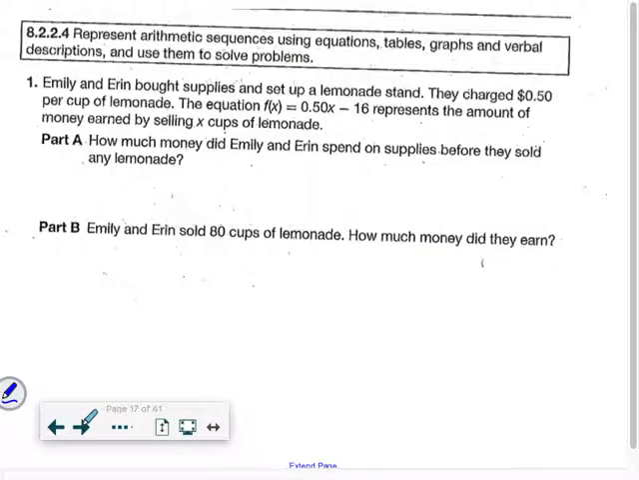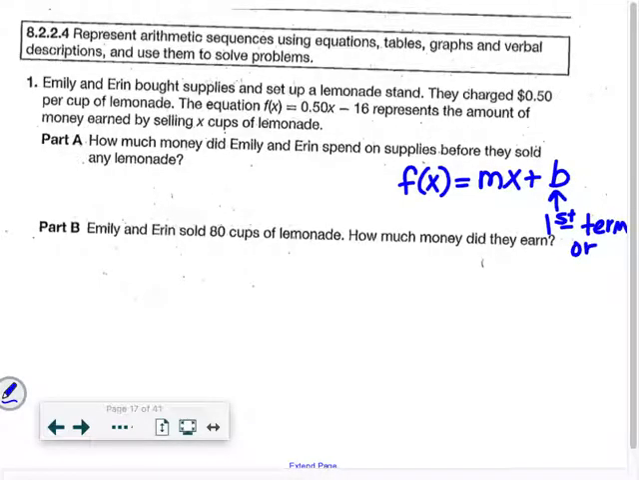Our next benchmark is 8224. Represent arithmetic sequences using equations, tables, graphs, and verbal descriptions, and use them to solve problems. So remember that arithmetic sequences have this general form, f of x equals mx plus b. Remember that b is your y-intercept, or the first term in the sequence, or the starting value, or y-intercept if you're looking at a graph.